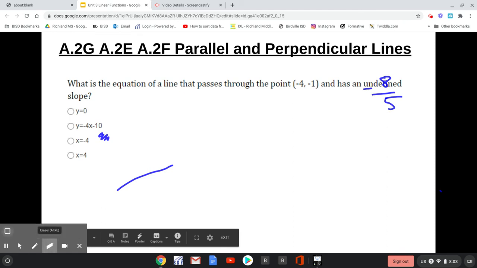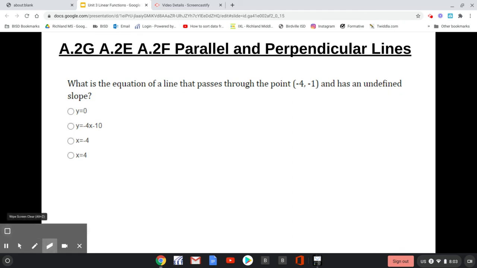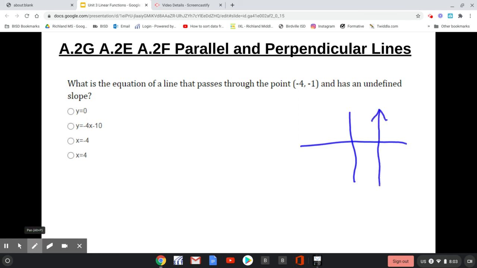Okay, almost done. Now this one, we are talking about the undefined slope. And we know undefined slope is when your line is vertical, when your slope is vertical. So that means it has to do with the x. And I can see that we're passing through negative 4 on here. So therefore, since the slope is undefined, the equation is going to be x equals negative 4, because x will always equal negative 4.